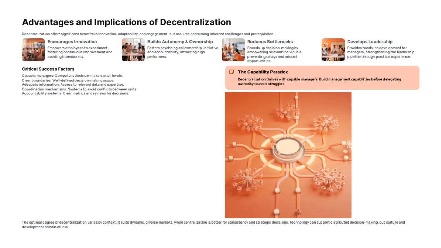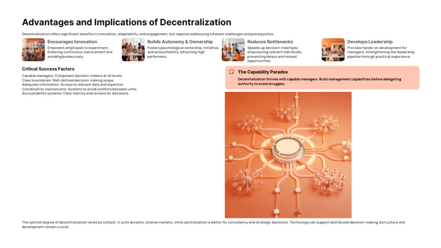You also need clear boundaries, so everyone understands their decision-making scope and access to adequate information, relevant data and expertise to make informed choices. Coordination mechanisms are also vital. They help prevent conflicts between units by ensuring smooth cooperation. And accountability systems, such as clear metrics and regular reviews, keep decisions aligned with organizational goals. All of these factors form the foundation for effective decentralization.